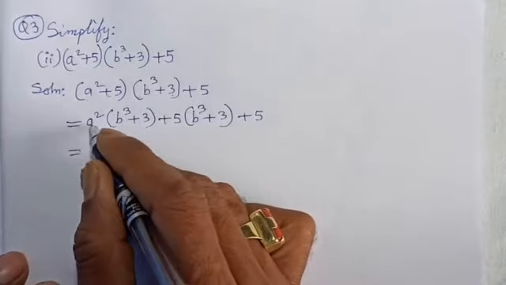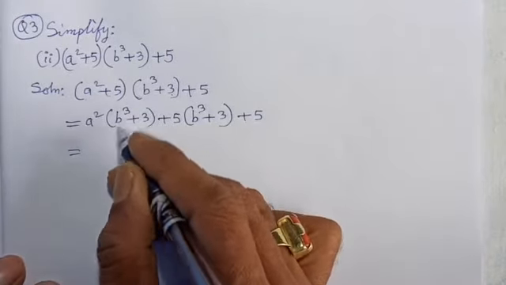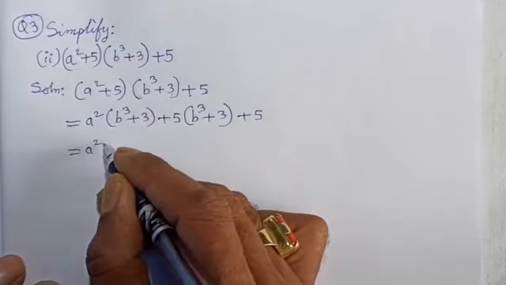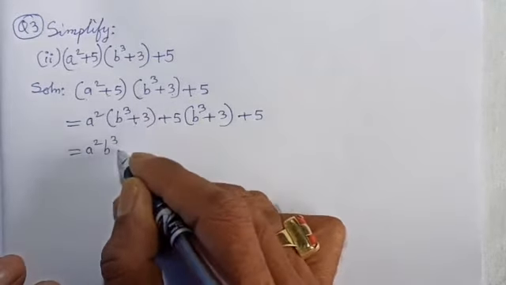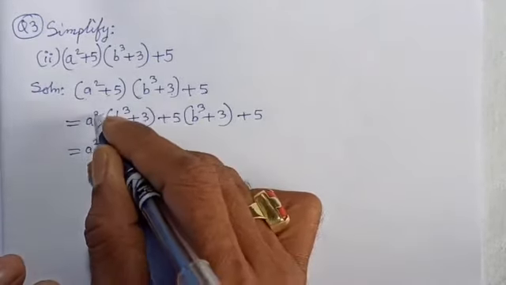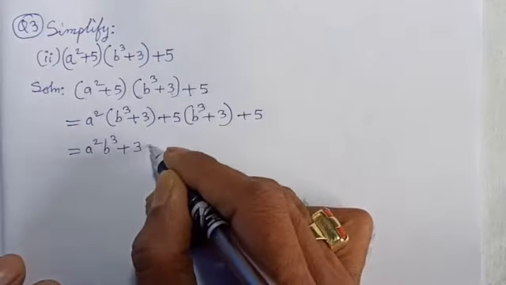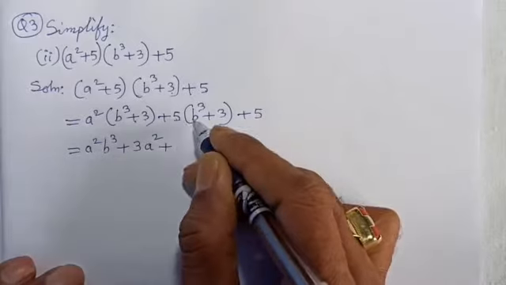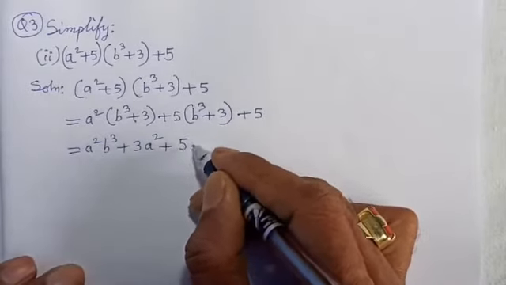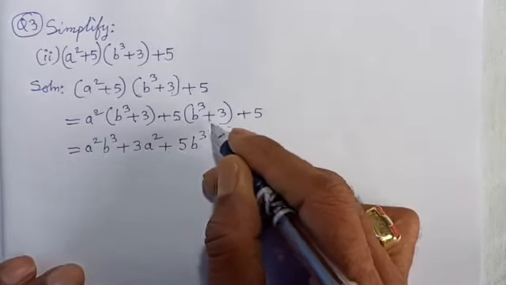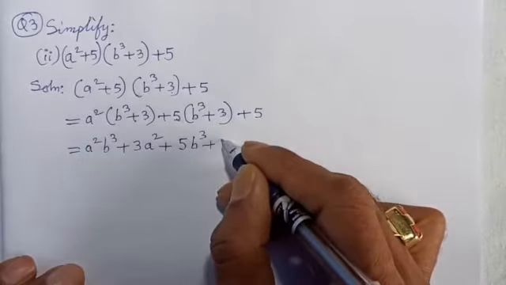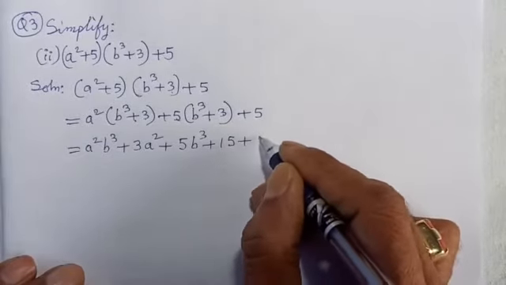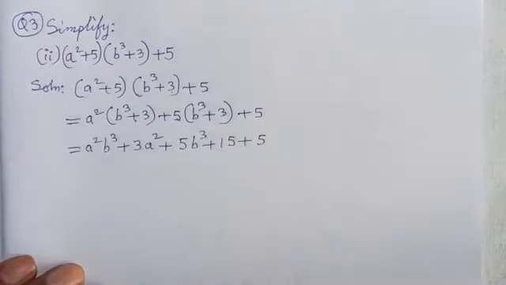So a square multiply b cube, then we'll get a square b cube. Then next is plus sign. This 3 and a square are multiplied, then we'll get 3a square. Then plus sign. 5 multiply b cube, that is 5b cube. Next is plus sign. 5 into 3 is 15. Then plus 5.